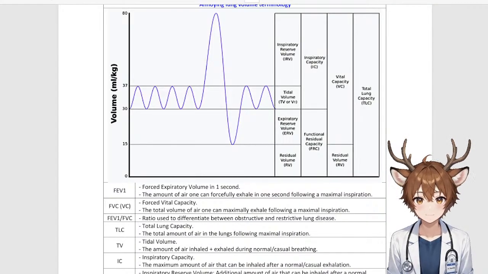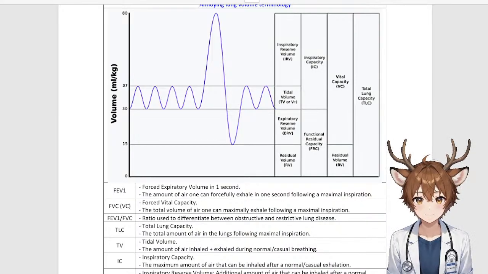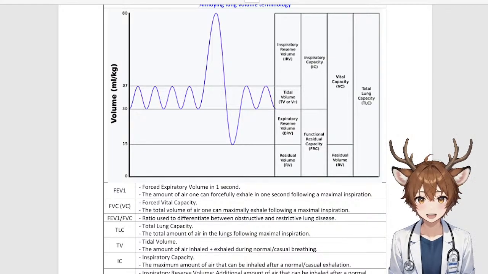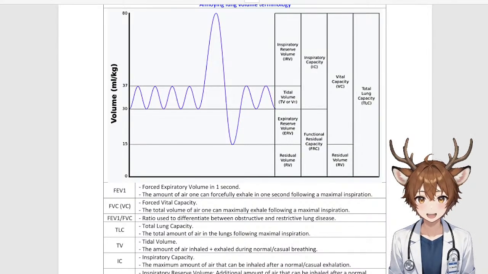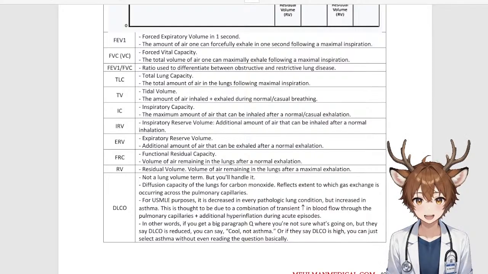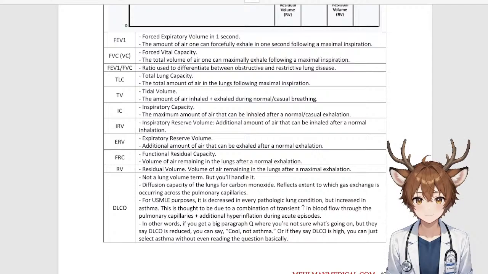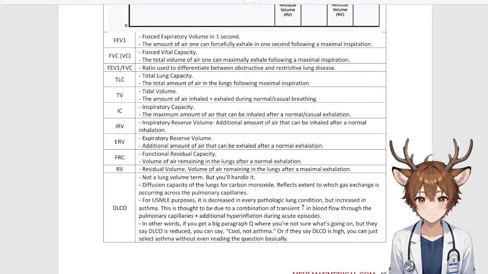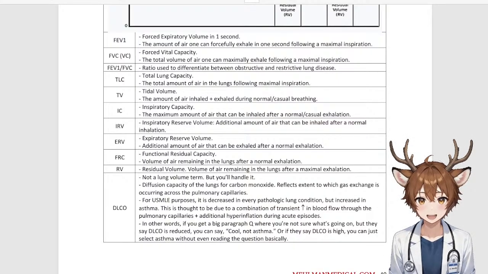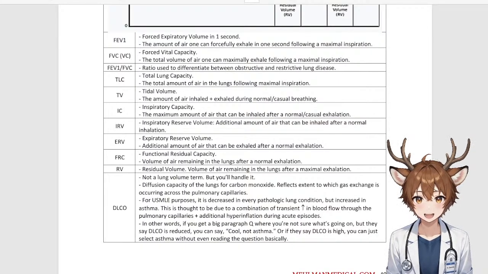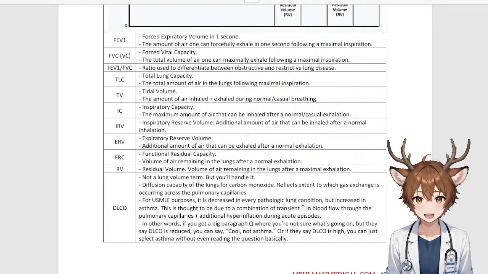Total lung capacity, the TLC, the total amount of air in the lungs following maximal inspiration. TV, or V with a little t at the bottom, is called tidal volume, the amount of air inhaled plus exhaled during normal casual breathing. IC is the inspiratory capacity, the maximum amount of air that can be inhaled after a normal casual exhalation. IRV is the inspiratory reserve volume, the additional amount of air that can be inhaled after a normal inhalation. ERV is the expiratory reserve volume, the additional amount of air that can be exhaled after a normal exhalation.